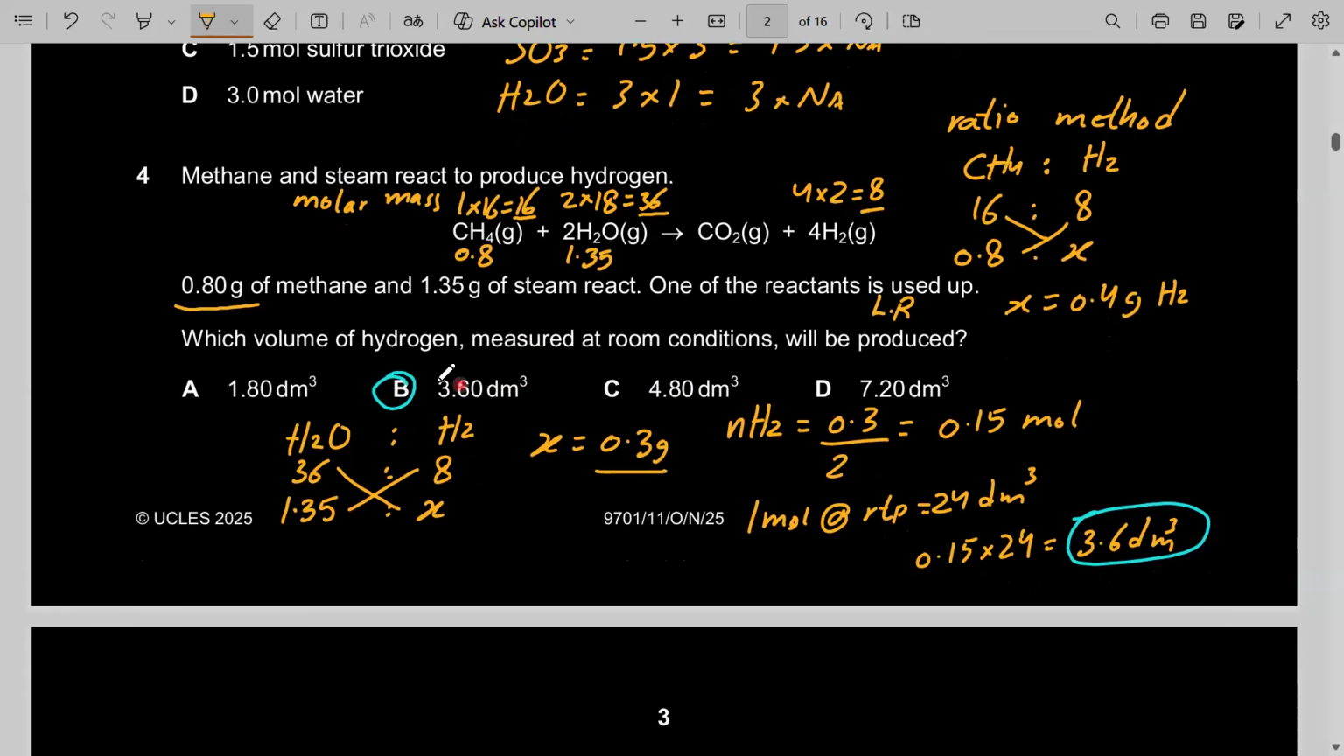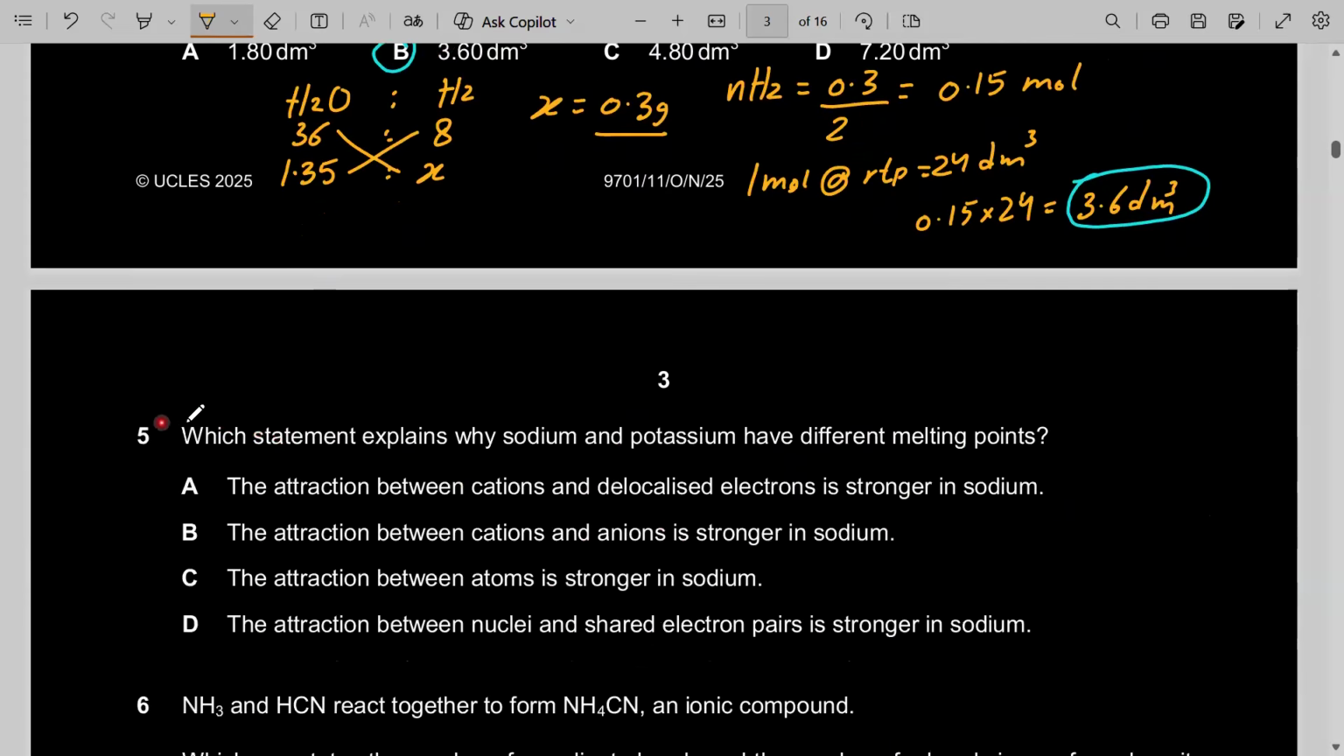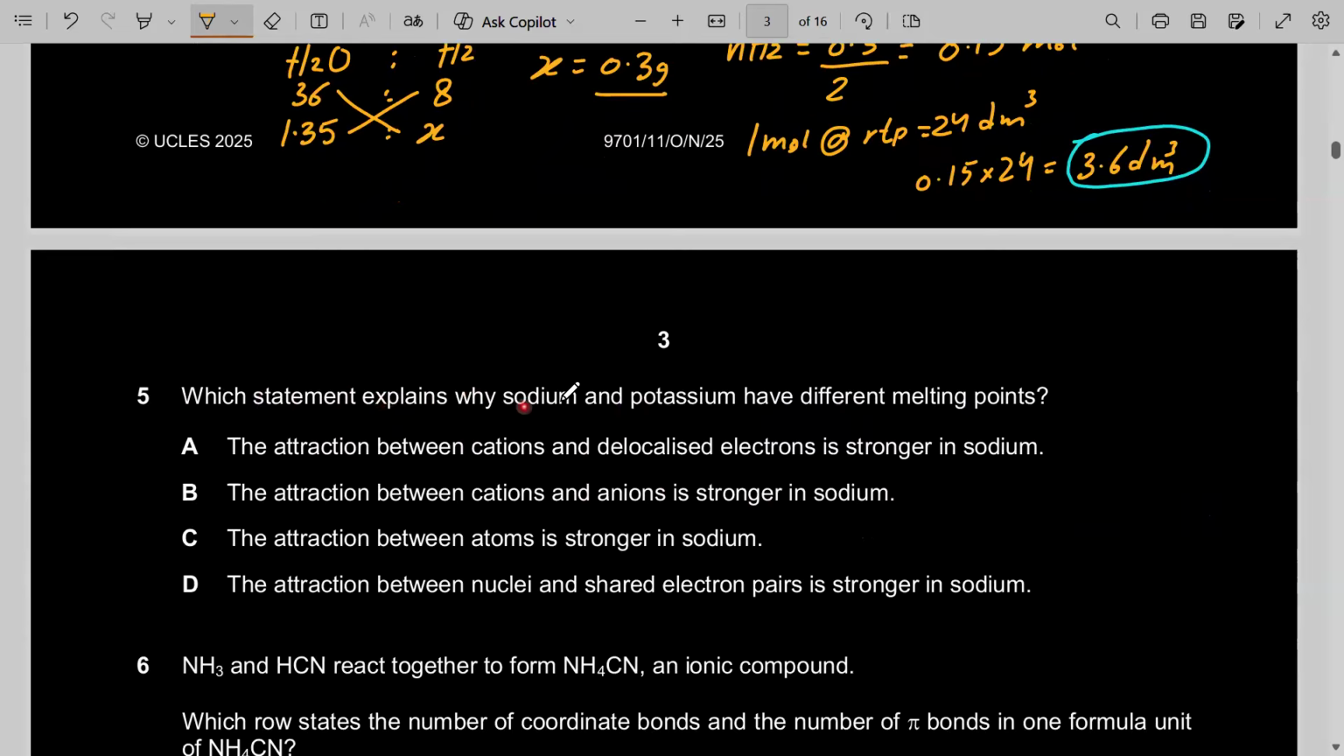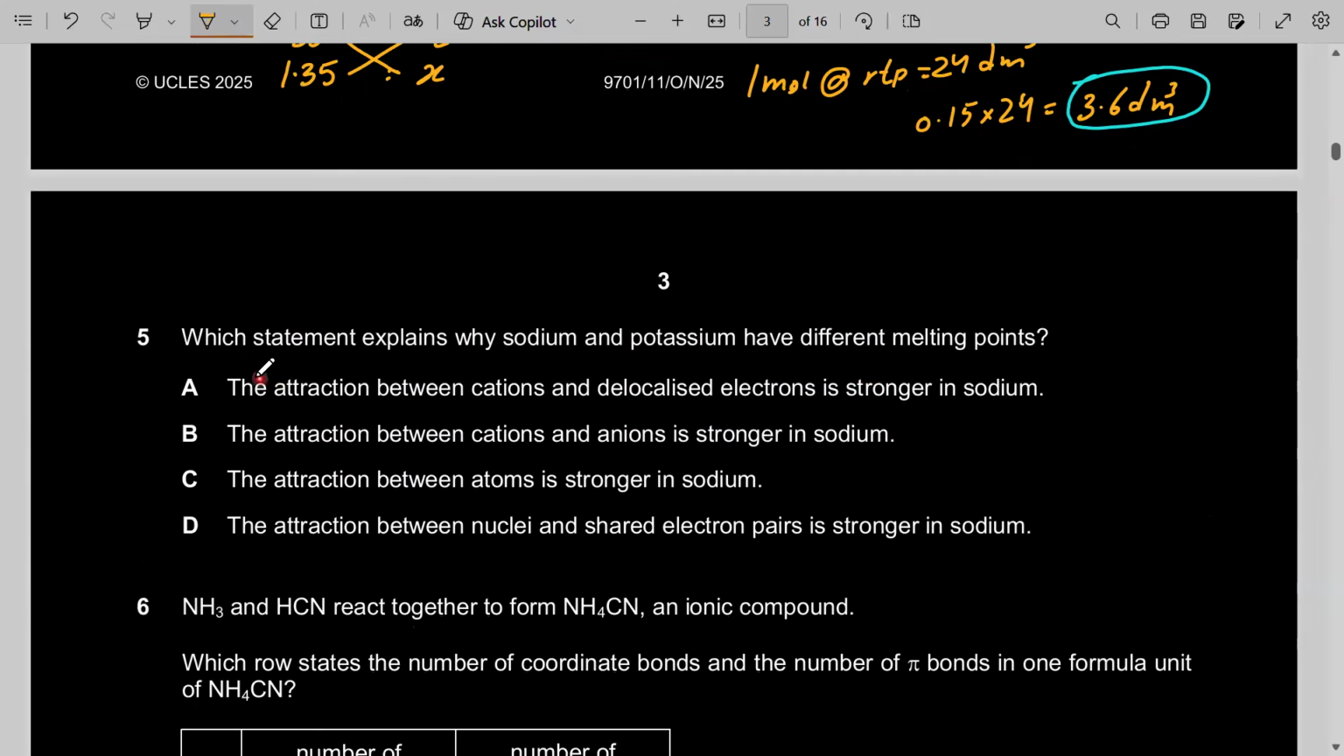Now the next part, question number 5. Which statement explains why sodium and potassium had different melting points? Okay, so here we remember sodium is a metal and phosphorus is a non-metal. So we need to relate with the attractive forces present in the metal as well as non-metal.